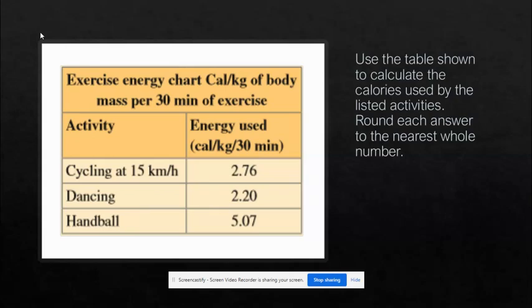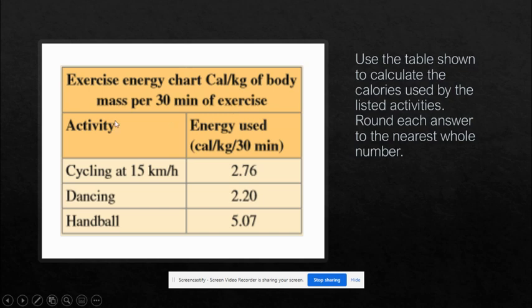Okay, so now we're just going to use it more when we're actually putting this into practice. The question will say: use the table shown to calculate the calories used by the listed activities. Round each answer to the nearest whole number. So here you've got a table. It says exercise energy chart, calories per kilo of body mass per half an hour of exercise.